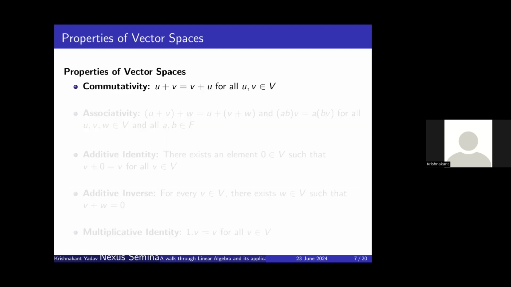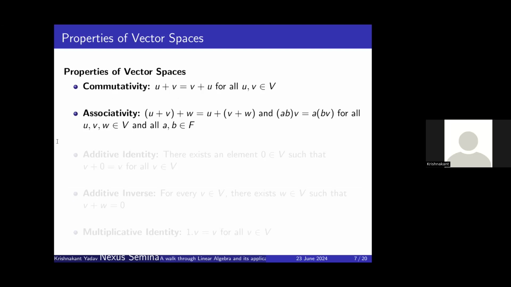Now next we will discuss the properties of vector spaces. You all know what commutative is. If we change the order, if u and v belong to the vector space V, then u plus v should equal v plus u. Then associativity, you all know.